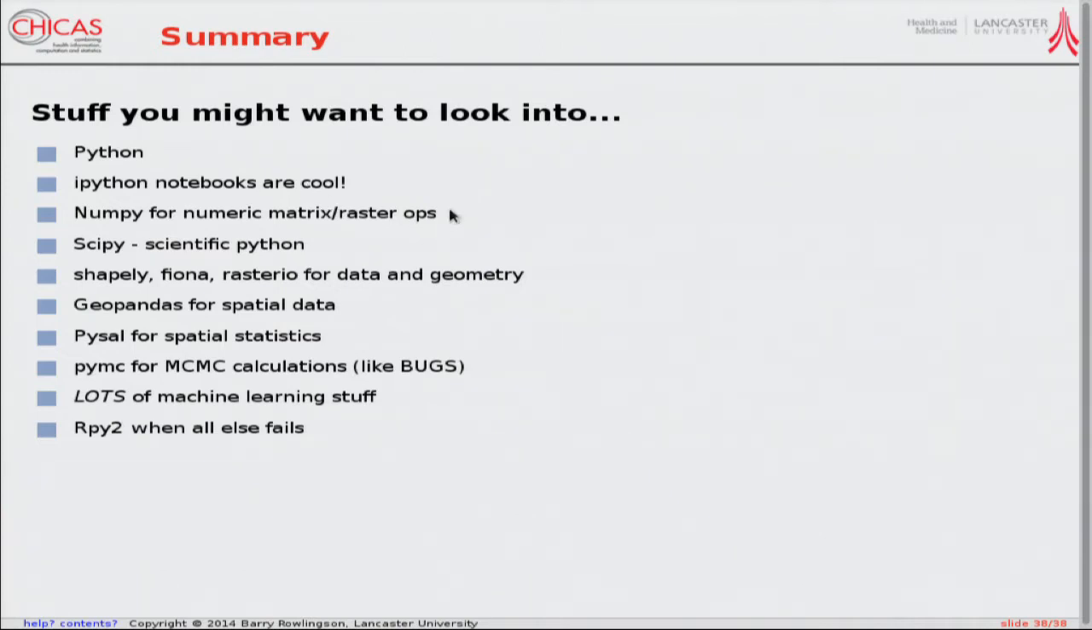There's NumPy for doing numerical things when you do a lot of numerical stuff. There's SciPy, which has got all sorts of scientific functions in. Shapely, Fiona, and lately Rasterio for doing raster reading. GeoPandas for spatial data, and there are developments going on there. There seems to be this PySal thing for doing spatial stats. If you're doing MCMC calculations and you're using BUGS or WinBUGS or OpenBUGS or Stan or something like that, there's PyMC for doing Markov chain Monte Carlo stuff.